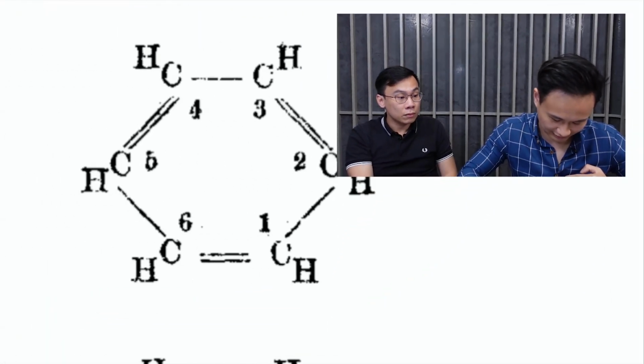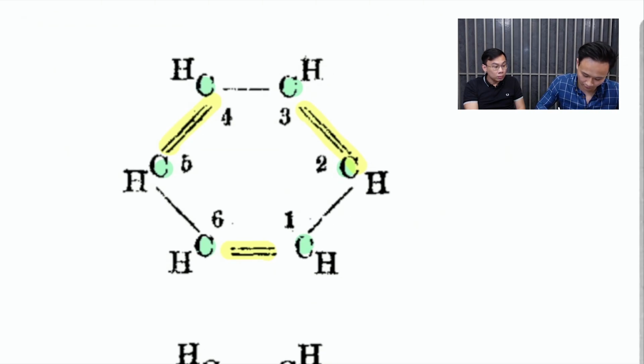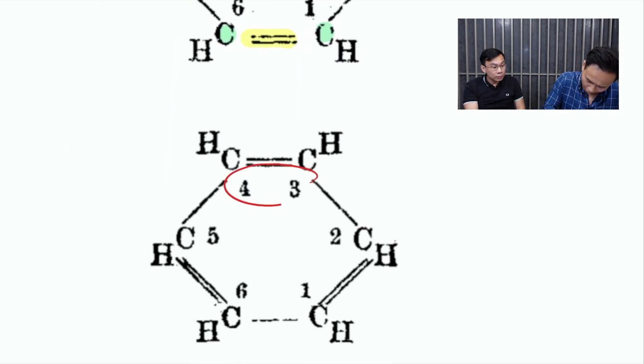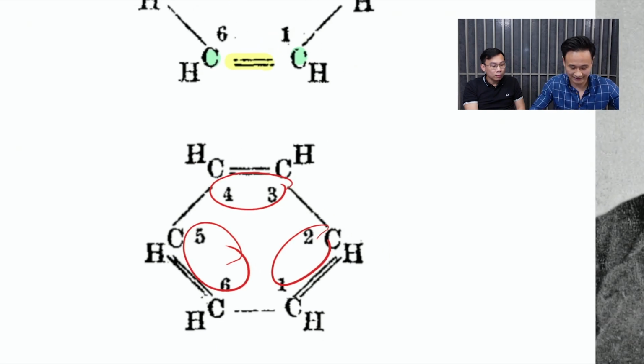Okay, so a ring, 6 carbon atoms, it looks like this then. You have a ring, 6 carbon atoms, and alternating double bonds, right? So double bonds could be between carbons 4 and 5, 1 and 6, and 3 and 2. But here's the thing, the 3 double bonds could also be between 3 and 4, 5 and 6, and 2 and 1. And that's why Kekule was baffled, because he was thinking, where should my double bonds be?